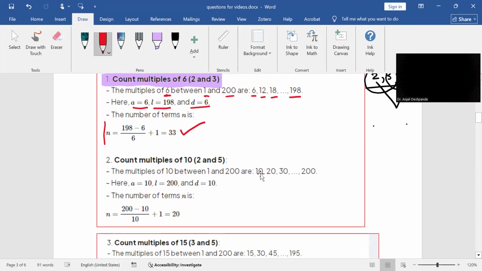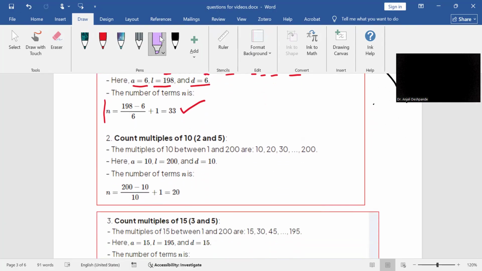Now we'll see the next one, which is multiples of 10, that means the combination of 2 and 5. Multiples of 10 between 1 and 200 are 10, 20, 30, up to 200. The first term is 10, the last term is 200 and the common difference is 10. Again we calculate the number of terms using this formula: 200 minus 10 is 190, divided by 10 is 19, plus 1 gives us 20.